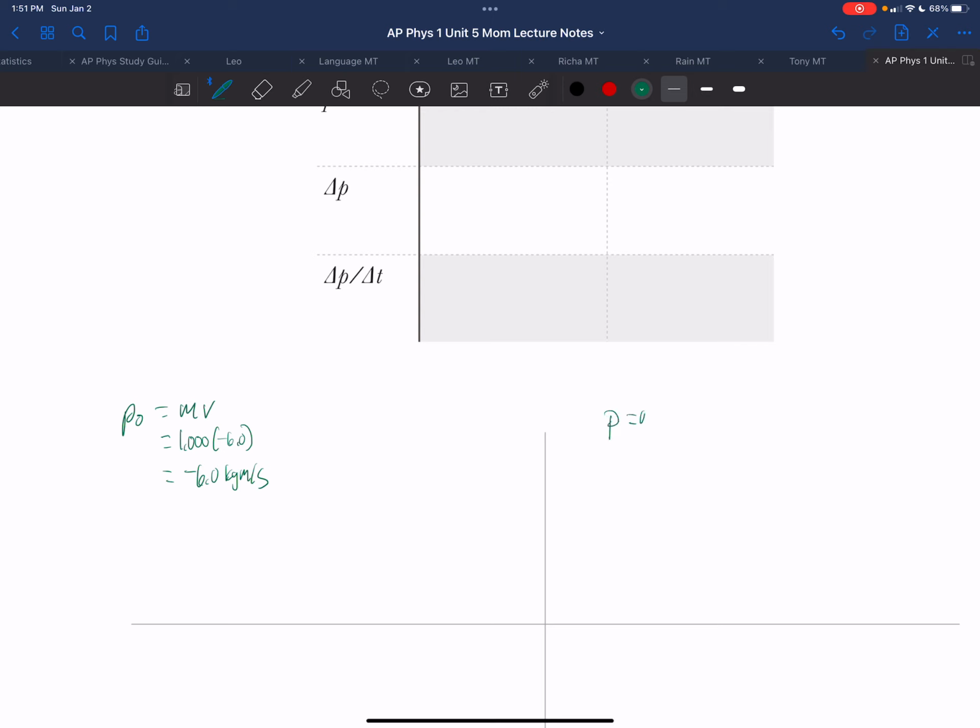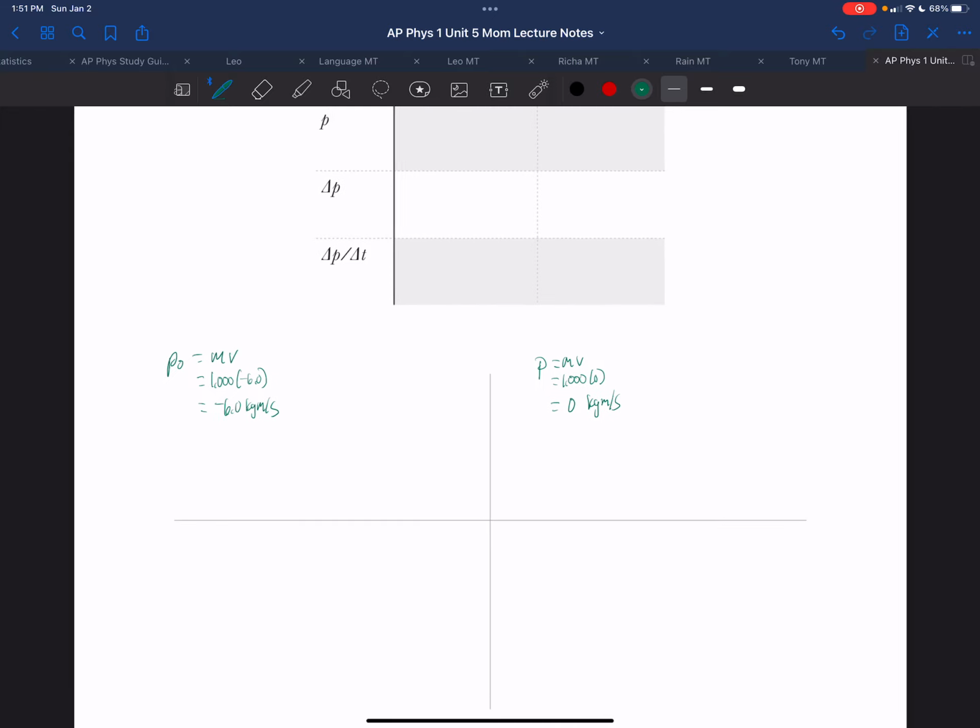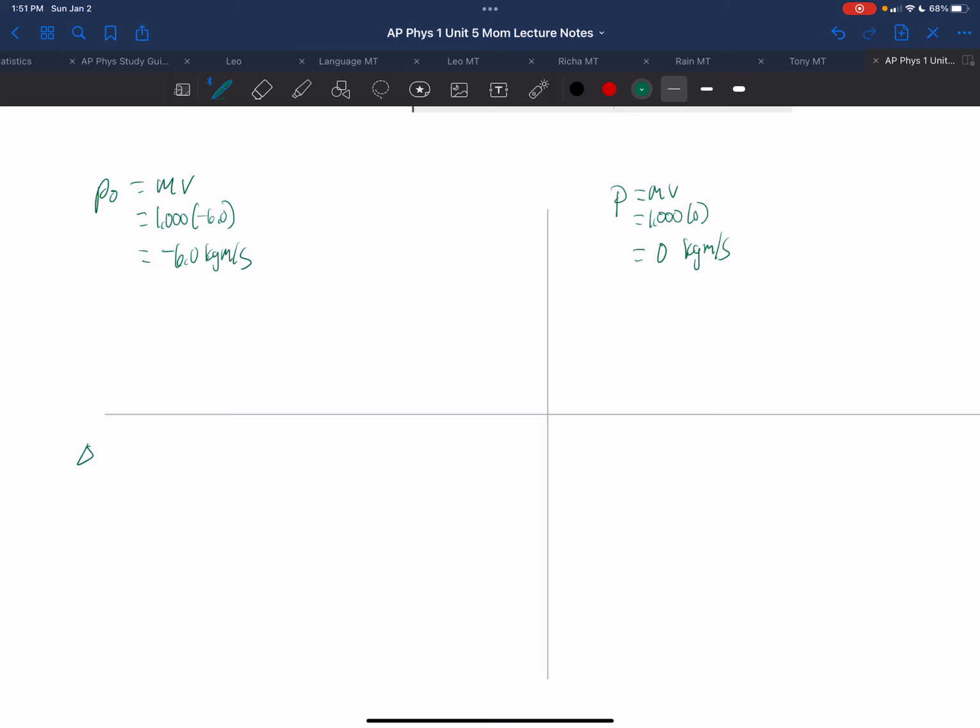The momentum afterward is mv, 1.000, but it came to a stop. So its momentum afterward is 0 kilogram meters per second. Now, if we want the delta P, which is m delta V, which is 1.000, and delta V is V minus V0, we have 0 minus a minus 6. The final velocity was 0, and it started with an initial velocity of minus 6. So we have 1.000 times 6, or 6.0 kilogram meters per second.